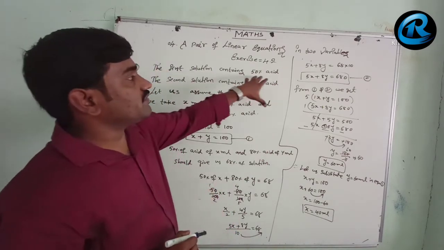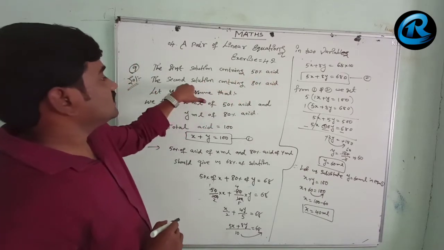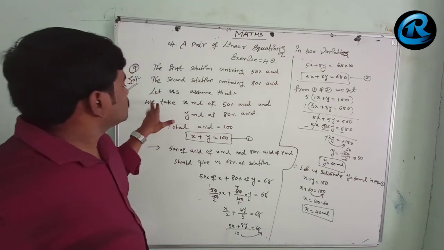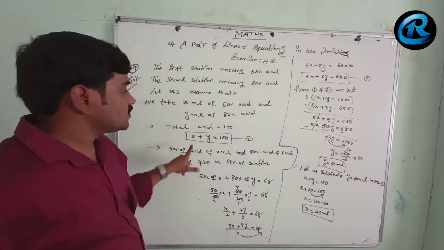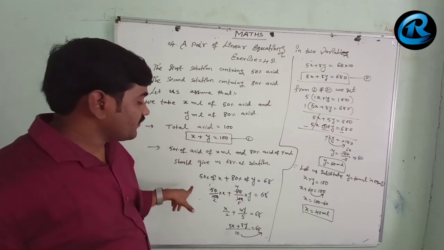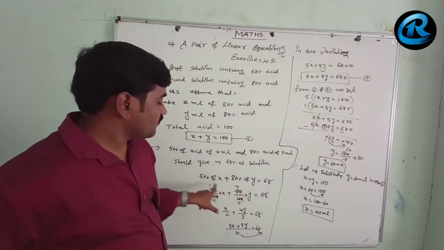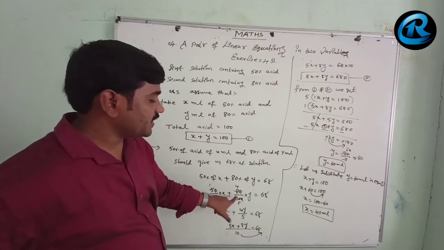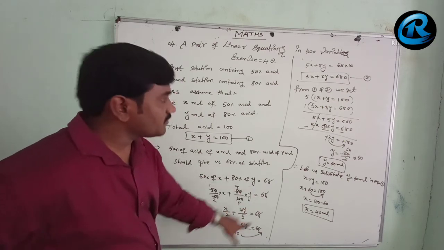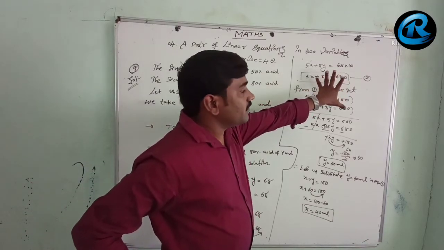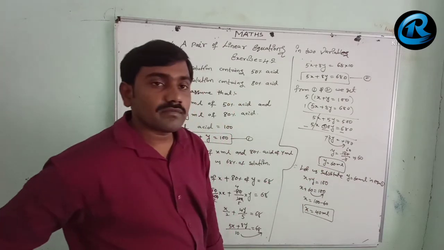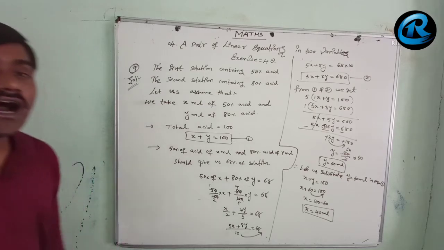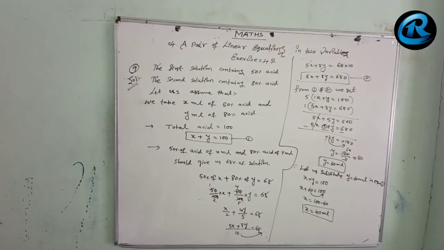Very simple. The first solution of acid contains 50%. The second solution contains 80%. So 50% of x ml we will add, 80% of y ml we will add. So x plus y equal to 100. This is easy. Then 50% of x, 80% of y: 50 by 100 into x plus 80 by 100 into y equal to 68. Then you simplify, you get 5x plus 8y equal to 680. By the elimination process, we get y equal to 60 ml, x equal to 40 ml. When you add both, we get 100 ml of solution.